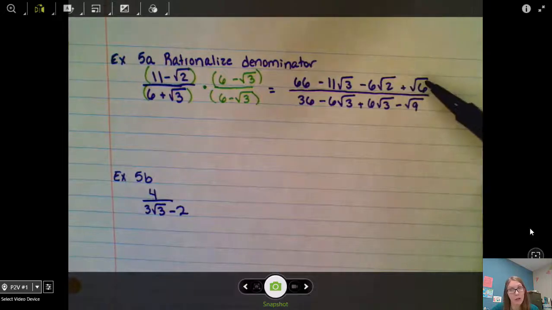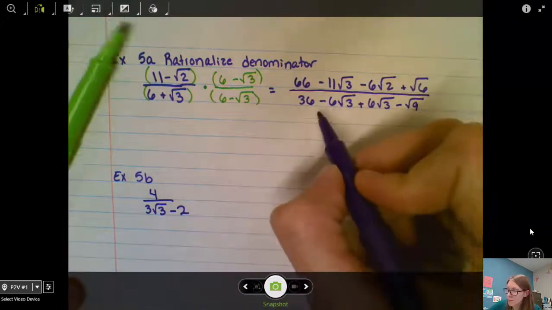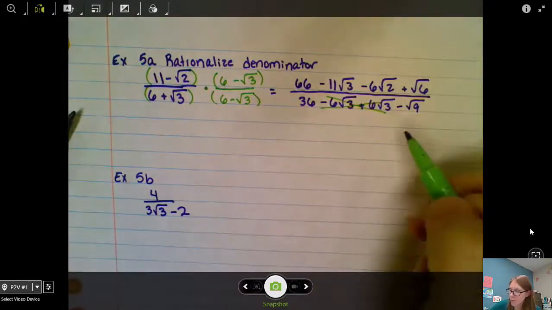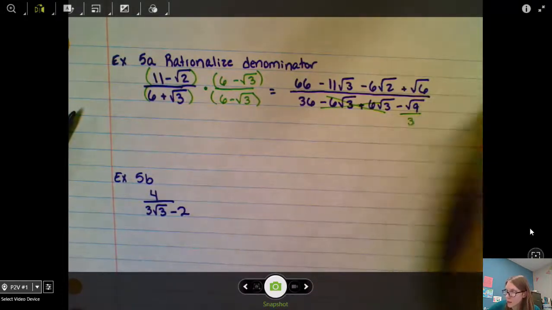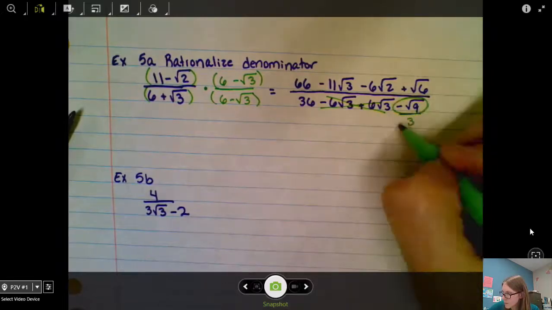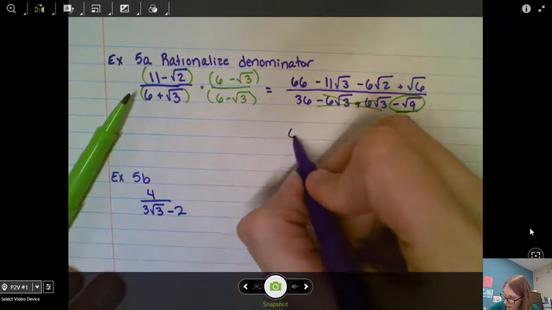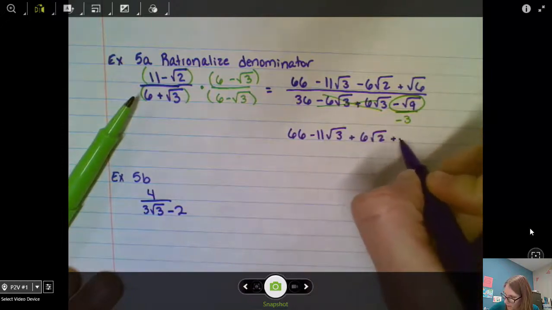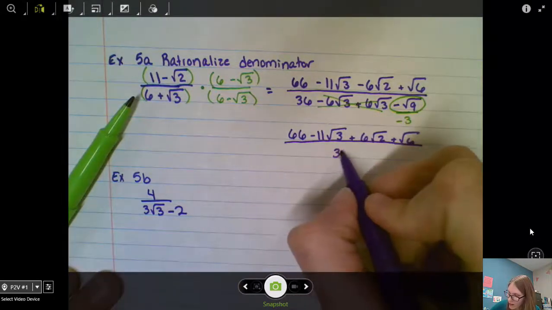Now, if you look at the numerator, I can only add and subtract radicals if the index is the same, if they're all square roots, which they are, and if what's underneath is the same. They're not. So I really can't do anything to simplify the top here. But in the bottom, the negative 6 square root of 3 and positive 6 square root of 3 cancel out. And the square root of 9 is really 3. It's negative 3. Which means my final answer, the top stays the same, can't do anything, over 36 minus 3 is 33.